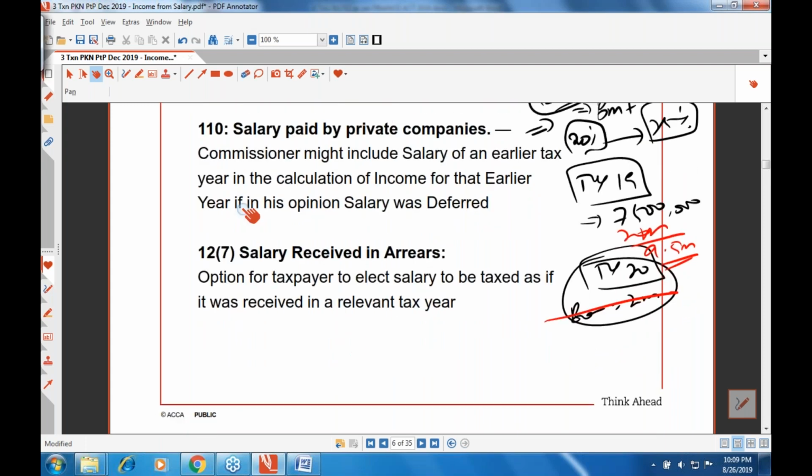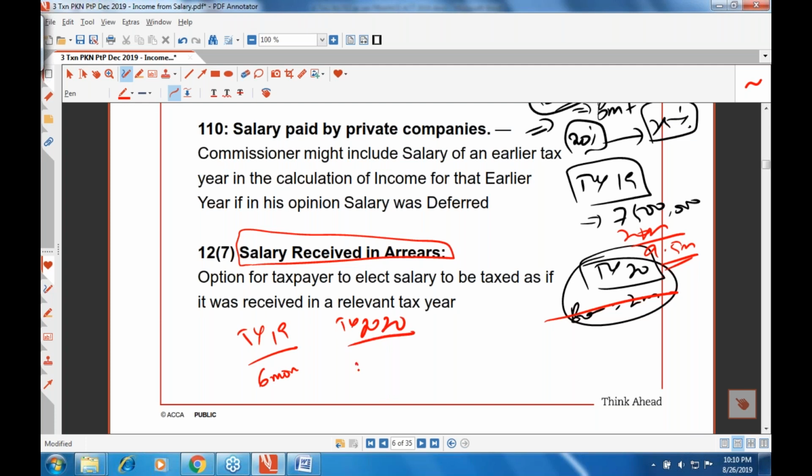Now, let's try to understand the concept. If the salary is received in arrears, for example, in tax year 2019 I received salary for 6 months only, and in tax year 2020 I am receiving salary for 18 months, which is 12 months of 2020 and the 6 months of the previous year. So what will I do? As per the law, I am allowed to apply to the commissioner and have my salary taxed in the relevant tax year.